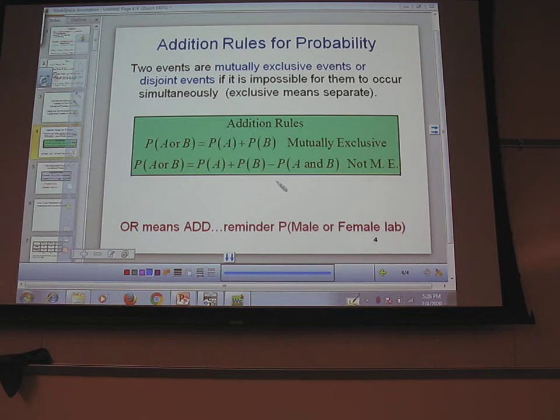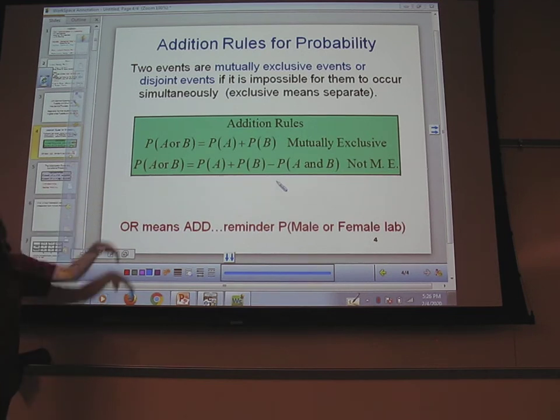Alyssa O, go ahead and read the next one. The probability of A or B equals the probability of A plus the probability of B minus the probability of A and B, and that's not mutually exclusive. All right, great job, guys. So again, if they're mutually exclusive, you just add them. If they're not mutually exclusive, you add them and then you subtract their overlap.